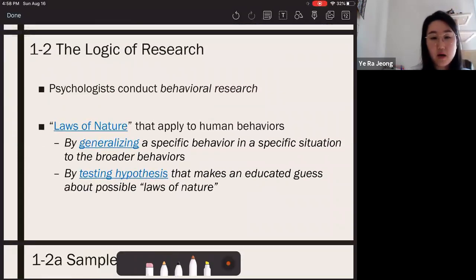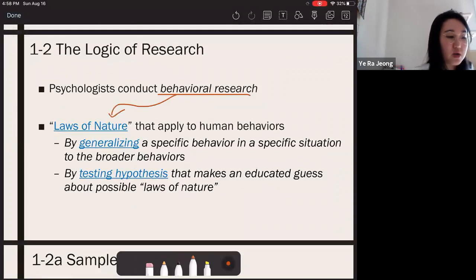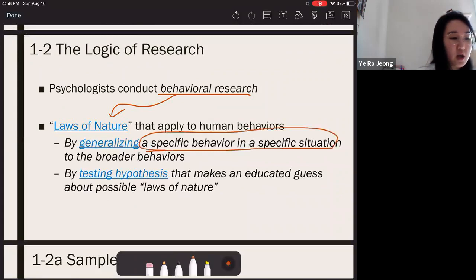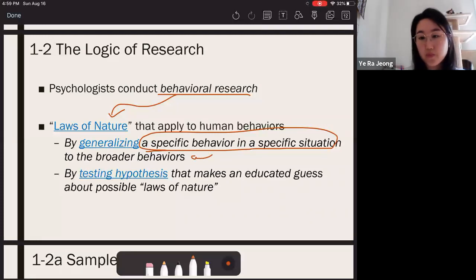So like I said, psychologists conduct behavior research to get closer to finding these laws of nature, the absolute truth that applies to human behaviors or animal behaviors. And to find this truth, we usually find a specific behavior in a specific situation, and we want to see whether that generalizes to broader behaviors and a broader population.